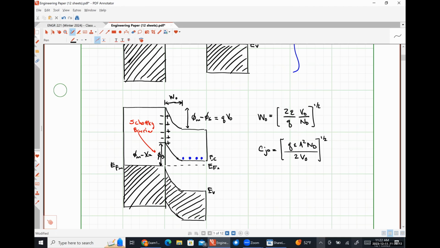The width of our unbiased depletion region, we have a one-sided junction effectively. So we only have a one-sided depletion region. It extends only into the semiconductor material, given by this right here. And lastly, our unbiased junction capacitance due to the stored charge on both sides of the junction is given by this relationship here. Yes, the barrier is phi B.